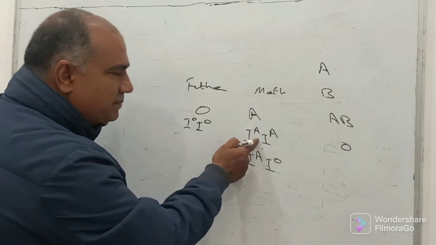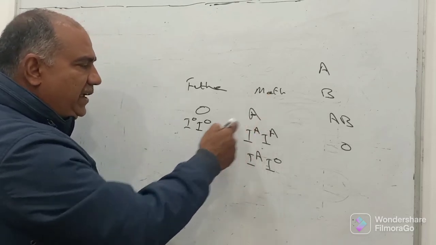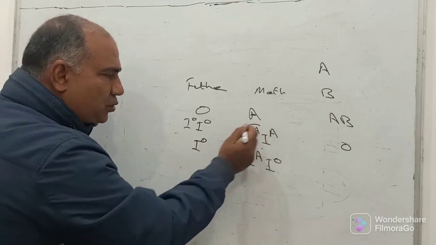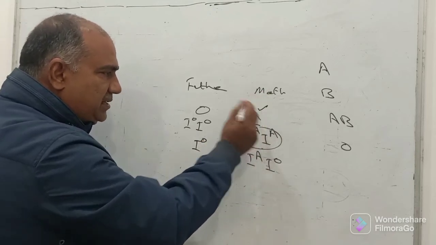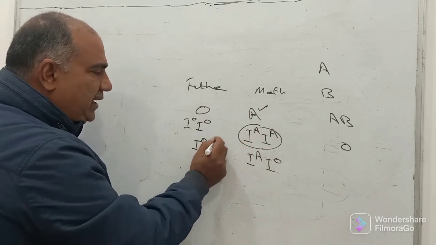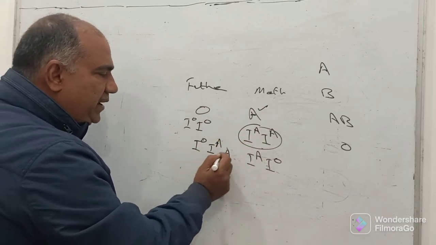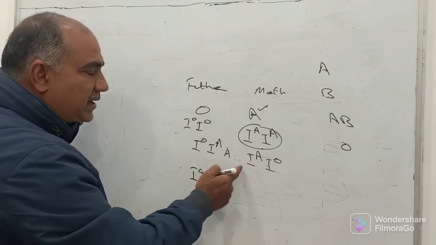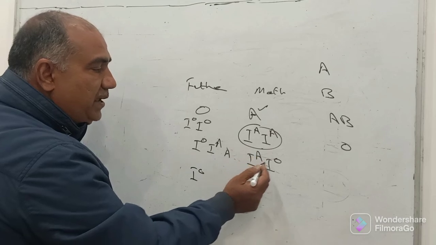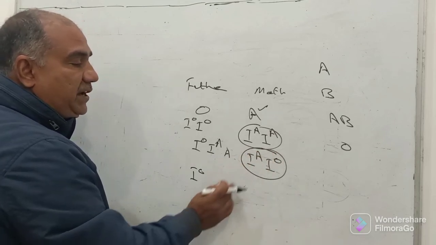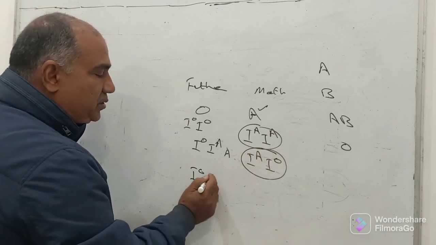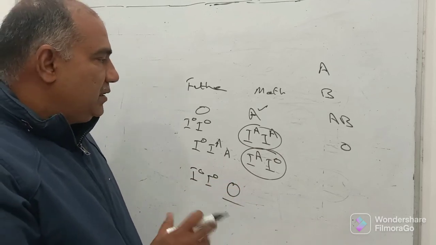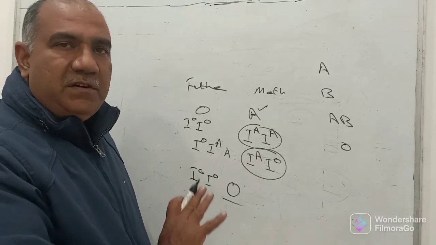Now if the mother has blood group A because of the IA and IA combination, then from her only IA comes, and the blood group of the child will become A. But if the mother is having blood group A because of the IA and IO combination, and from her IO happens to come, then even this child can have blood group O. So that is what we can say at this stage for deciding blood groups.